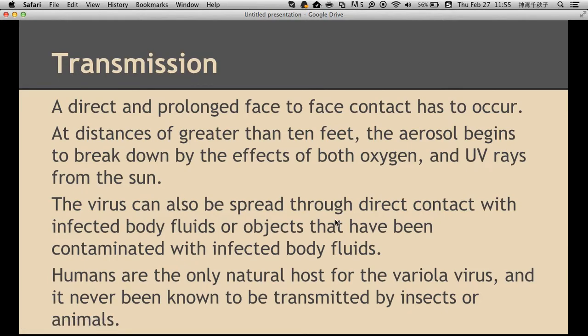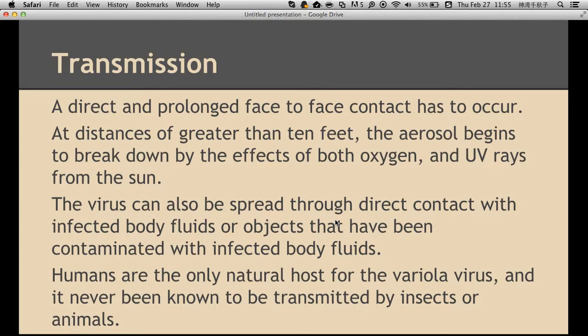Currently, the only remaining known variola virus isolates are frozen in closely guarded facilities at the U.S. Centers for Disease Control and Prevention in the United States and the Vector Institute in Russia.